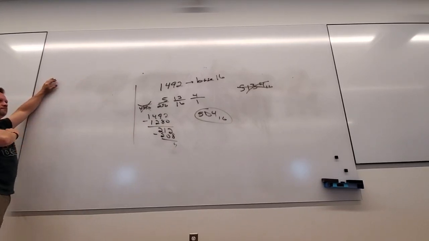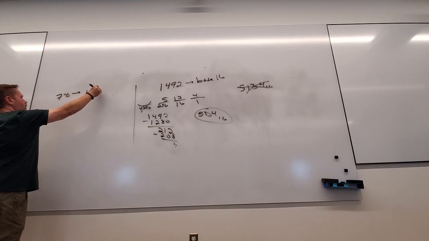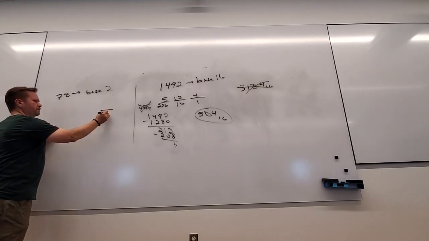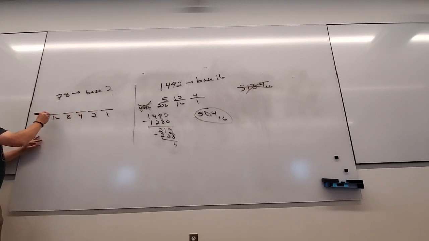What if I do 78 to base 2? What's the highest single digit in base 2? 1. So 0 and 1. This is binary, which is what people normally know as computer language. What are my places in base 2? 1, 2, 4, 8, 16, 32, 64.